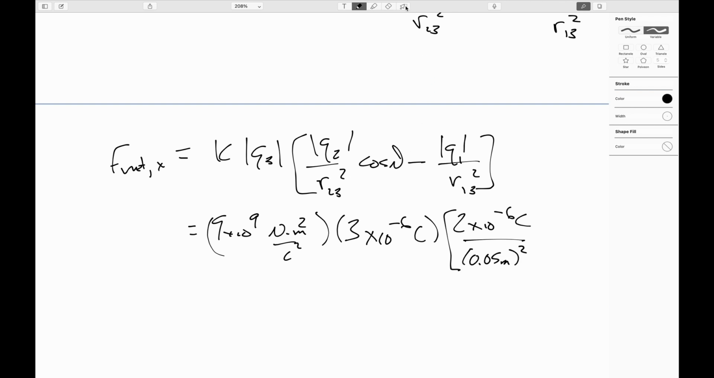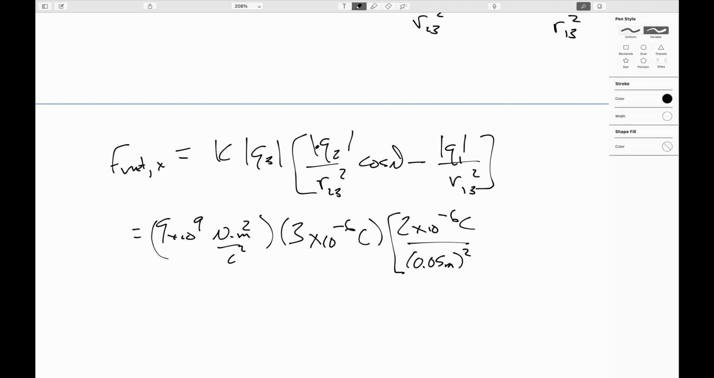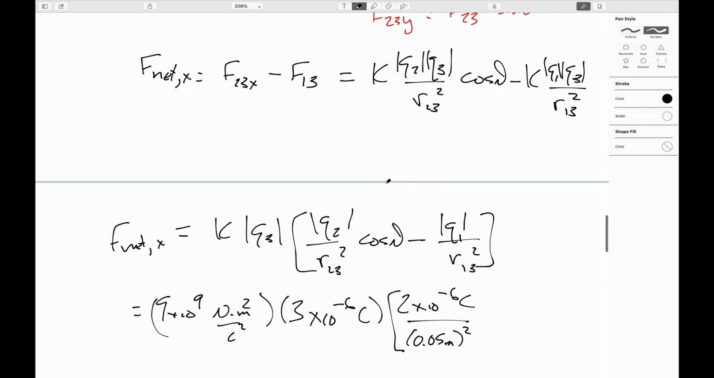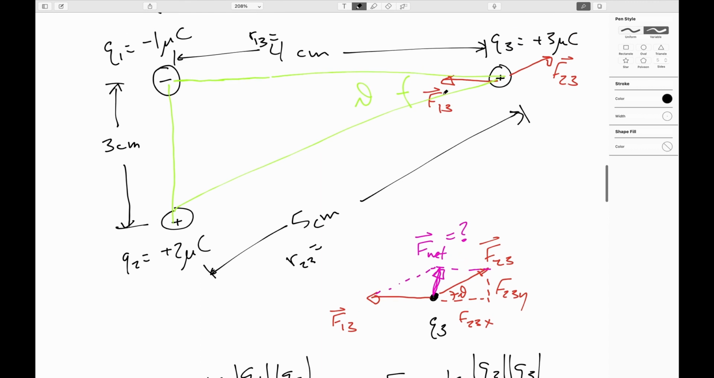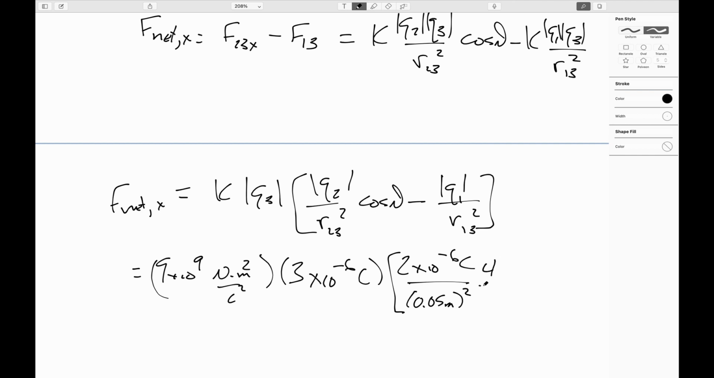squared. I'm going to have to cheat a little bit here because I'm running out of space. Now for this cosine theta, we remember that we worked out that this angle theta here is also this angle theta here. So by SOHCAHTOA, the cosine is the adjacent over the hypotenuse, that's 4 centimeters over 5 centimeters, or 4/5. So the cosine of my angle is 4/5. Minus my Q1 in absolute value, 1 times 10 to the negative 6 coulombs, over 0.04 meters squared. If you punch all that through on your calculator, you'll get 0.405 newtons. All right, cool.